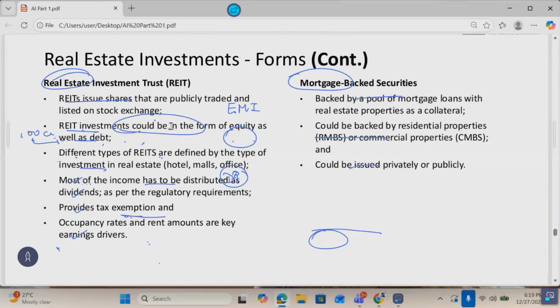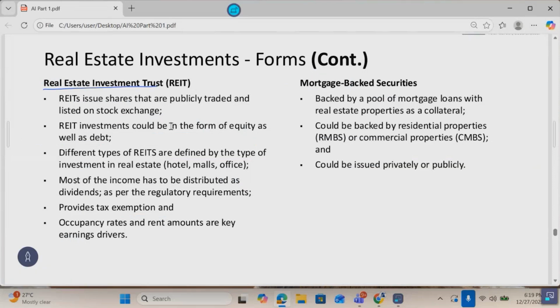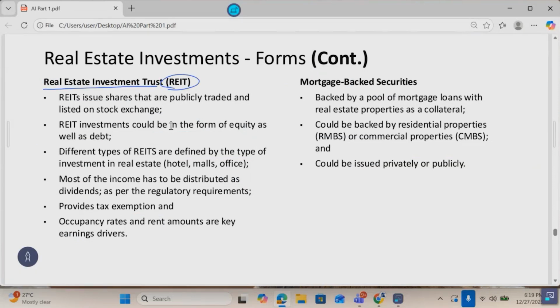Now, what's a real estate investment trust? It's called a REIT. Basically, REITs issue shares. These are trusts that invest in real estate, and against the investment, they issue shares. Those shares will be publicly traded. So they issue shares to everyone, and those are publicly traded and listed on the stock exchange. So if you want to buy a share of a REIT, you can go and buy it from the stock exchange. That'll give you an exposure to the real estate that the REIT has already purchased.